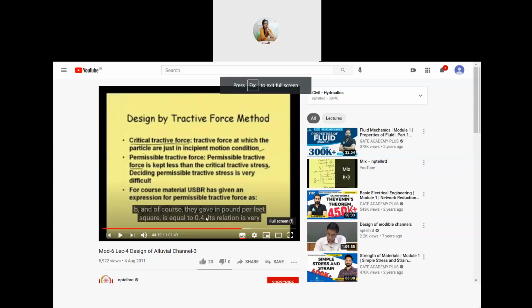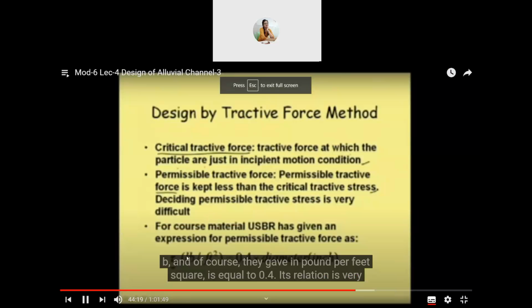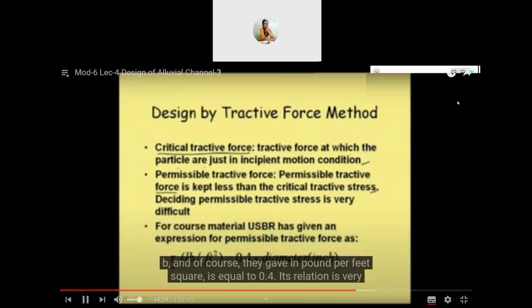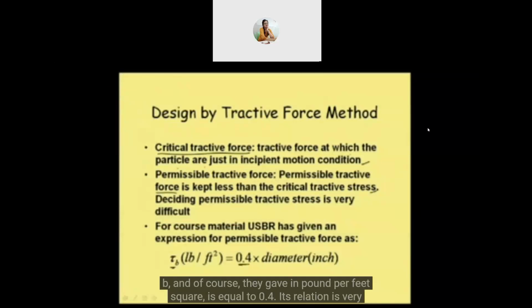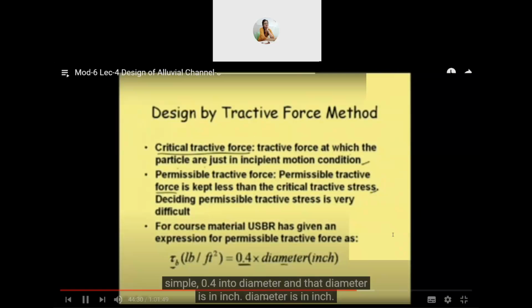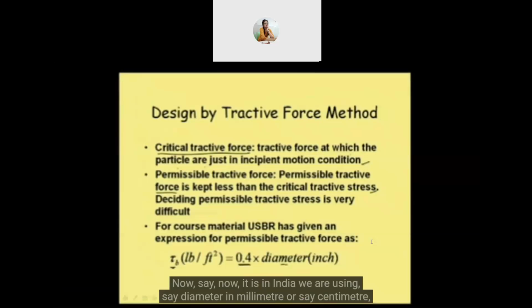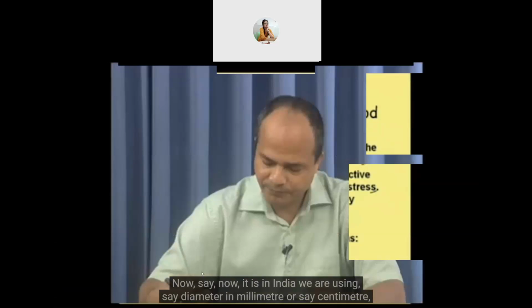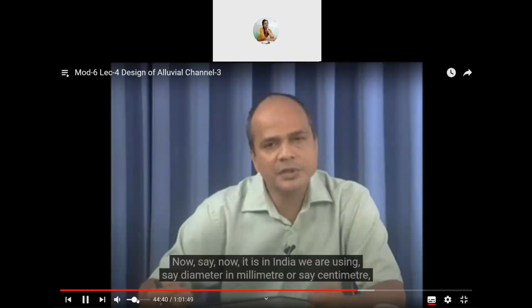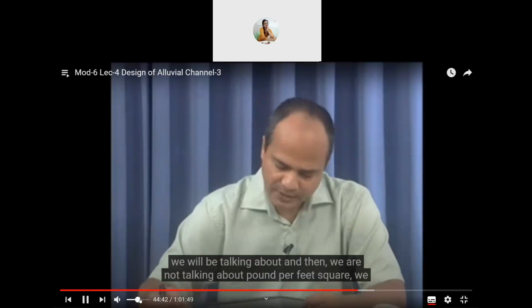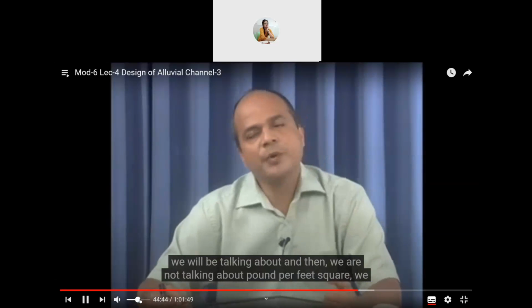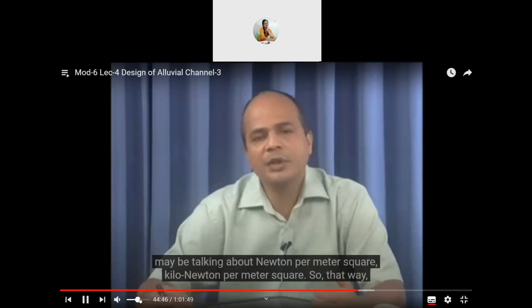And of course they gave it in pound per feet square, which is equal to 0.4 into diameter, and that diameter is in inch. Nowadays in India we are using diameter in millimeter or centimeter, and we are not talking about pound per feet square, we may be talking about Newton per meter square, kilonewton per meter square.